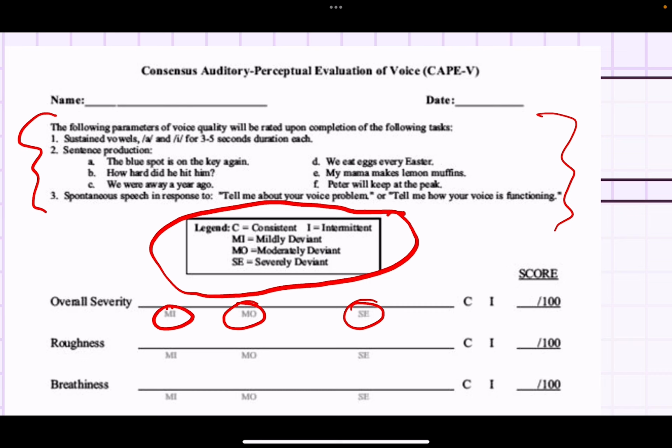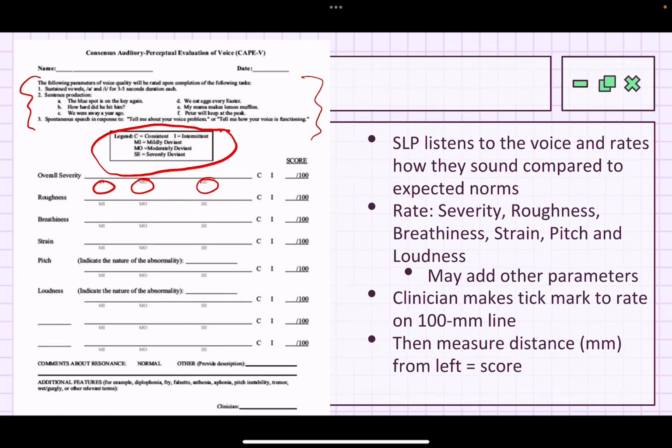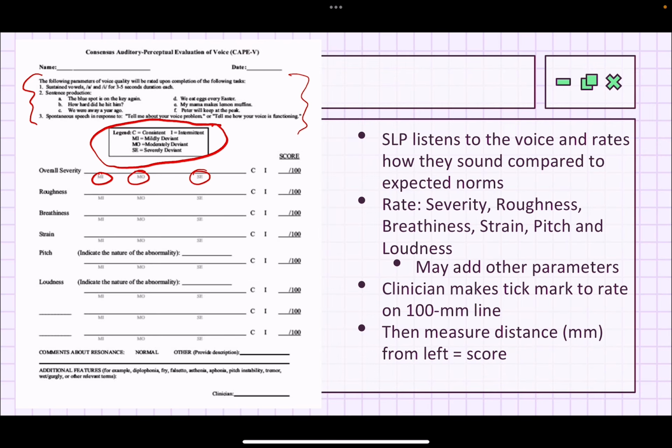You can even practice with some friends, or if anybody has a little vocal abuse, or if you really want, you can do it to me. You can listen to this lecture and you can give me the CAPE-V. And then what we're going to do is measure that distance, so we're going to measure and put that tick mark. In a couple of slides, there's an example of what that looks like, so you'll be able to see. And again, we definitely can practice this.